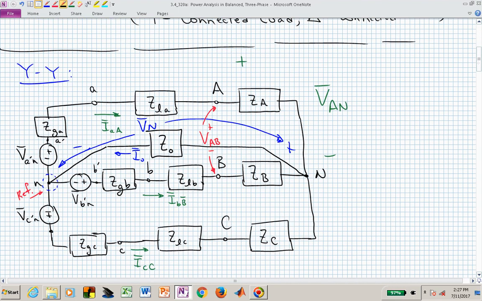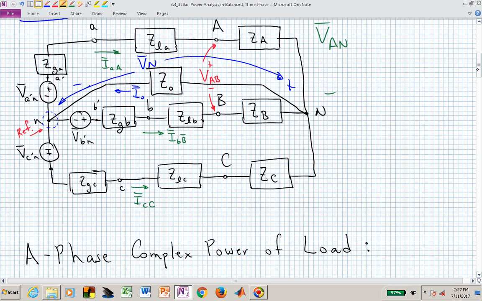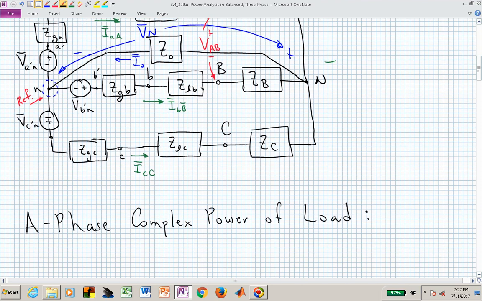Here is our YY configuration that we've introduced before. And what we are working with now will be the A phase to try to find the complex power of the A phase of the load. Now, if I said find the complex power, I hope that you're starting to immediately recall or be able to write down an expression for complex power.